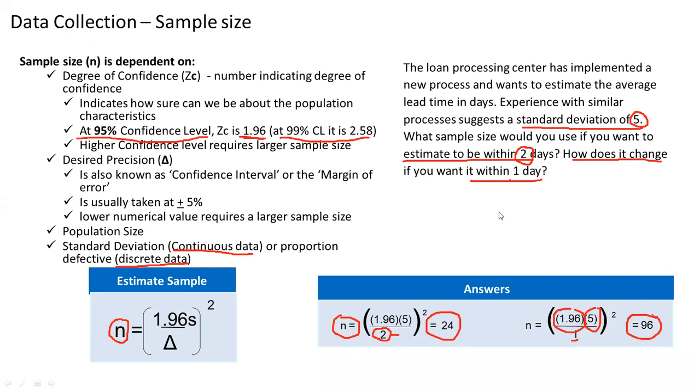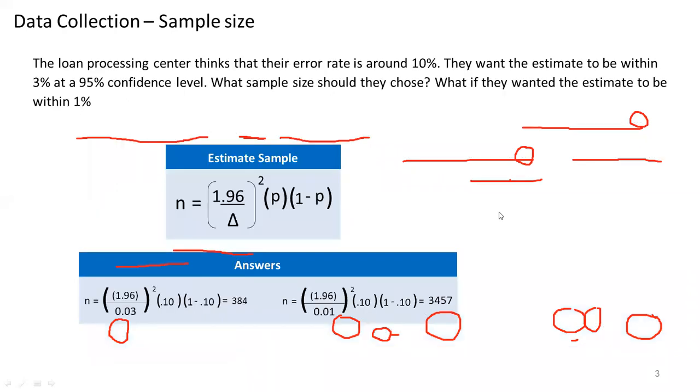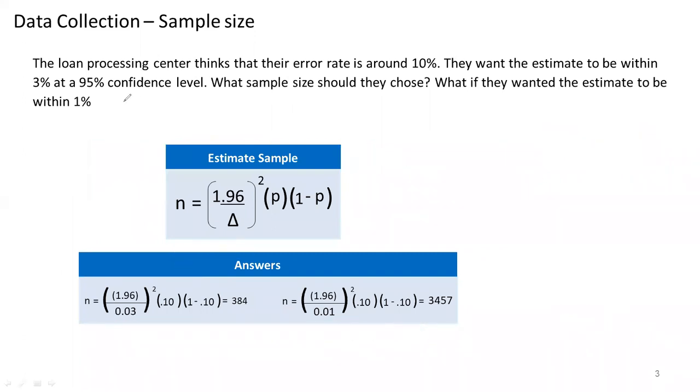Now let's learn how to calculate the sample size for the discrete type of data. Here is your discrete type of data. In the same example, if we continue in terms of the proportion, the loan processing center thinks that their error rate is around 10%, which is the current level of the percent defective. They want to estimate to be within 3% at 95% confidence level.